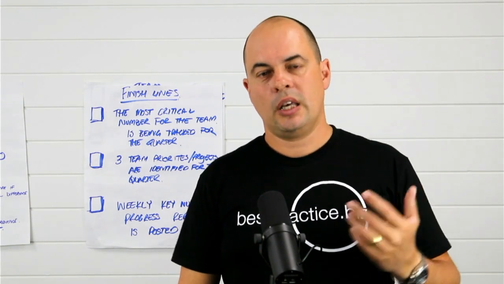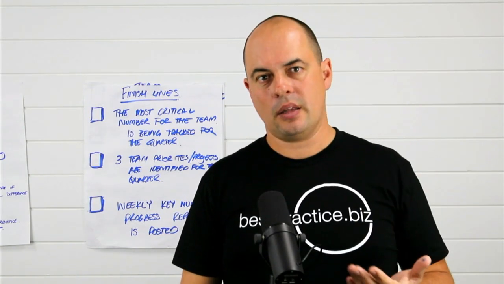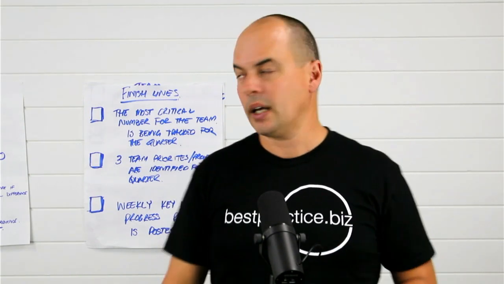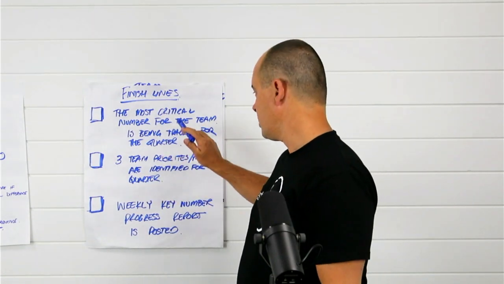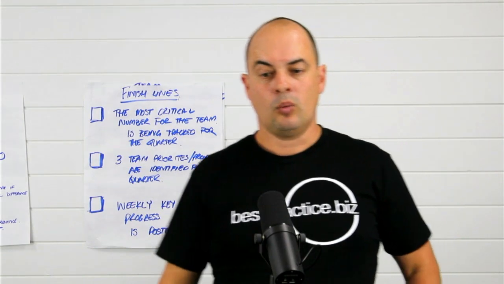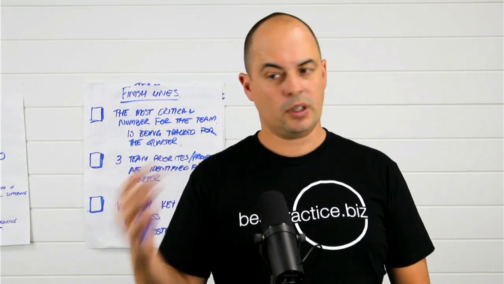And that's why you hear me constantly campaigning. In thinking about the next 12 weeks, what does success look like? We've got the most critical number for the team being tracked for the quarter. What is the most critical number for the team? What is the objective of the team?